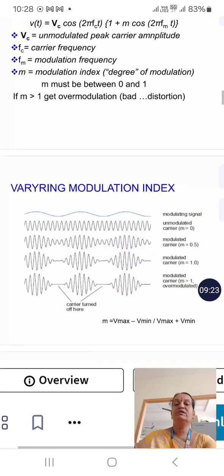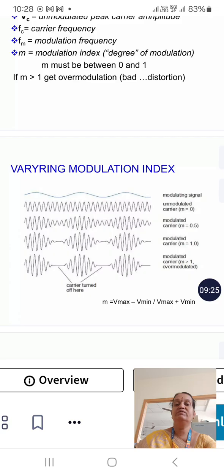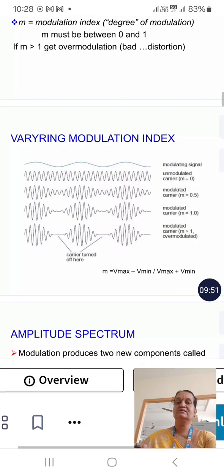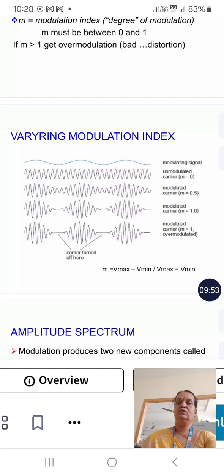One more parameter, called the modulation index or degree of modulation, is a very important thing. Its value must be between 0 and 1. If m is greater than 1, it is called over modulation, which results in distortions. The best range is between 0 and 1. If it is less than 1, it is called under modulation.